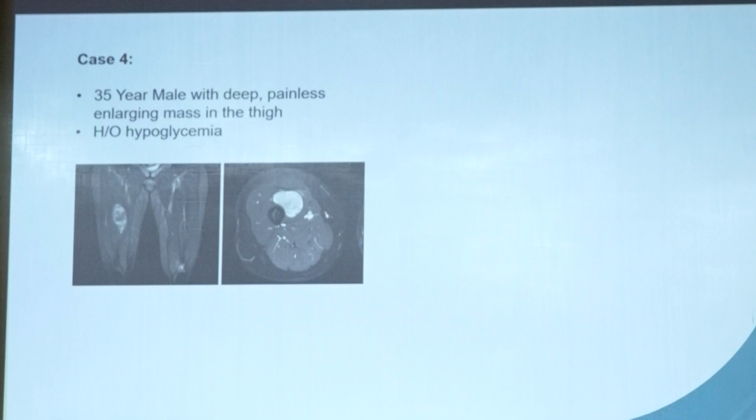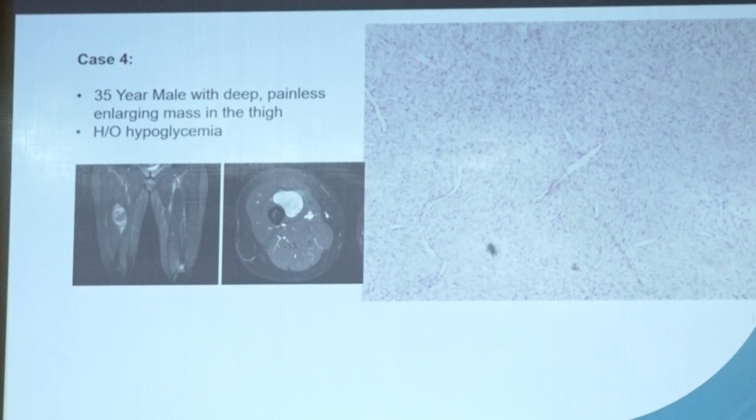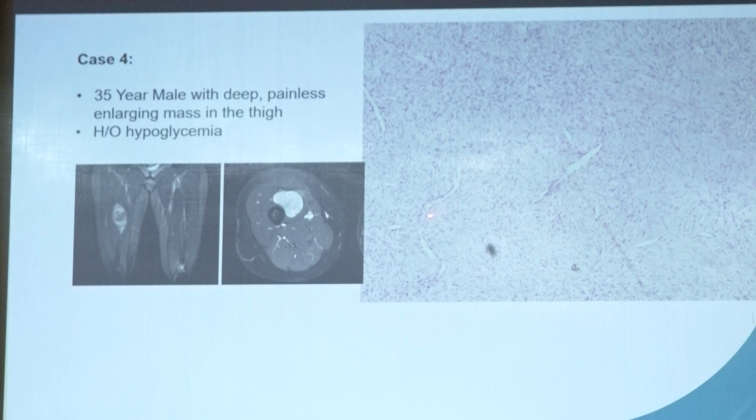So coming to case 4, we see a 35-year male with a deep painless enlarging mass in the thigh. On the T2 weighted image, it is appearing a little dense, mostly circumscribed. The patient has a history of hypoglycemia. I'm sorry for the picture, but we can still appreciate this is the skin, this is the ganglion, and this is the tumor here with some vessels. I will show some more photographs. So we are again seeing a vessel here.